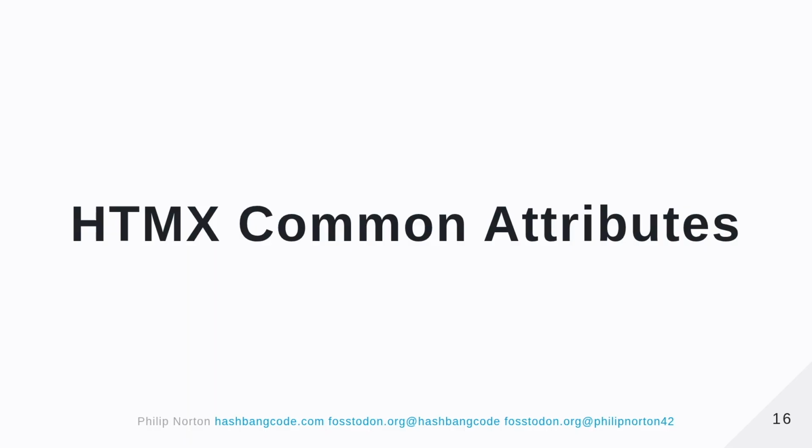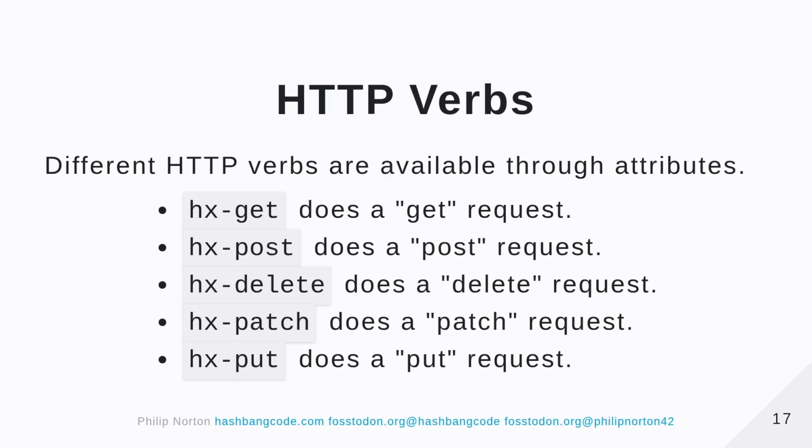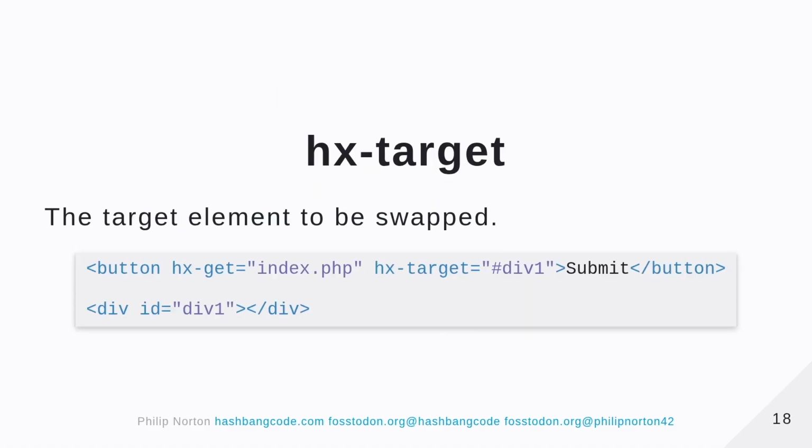So it doesn't get much more complicated than that. The more common attributes change the way that this interaction works. So you can change the verbs. We've seen get, but we can have post, delete, patch, and put. So you can respond to services in different ways. All good there. The target is the target element we swapped, obviously.